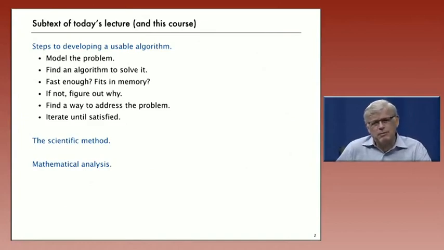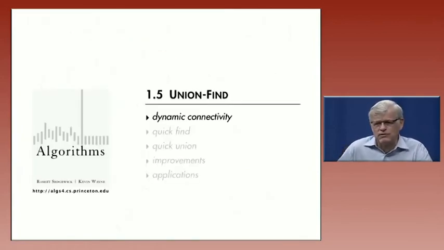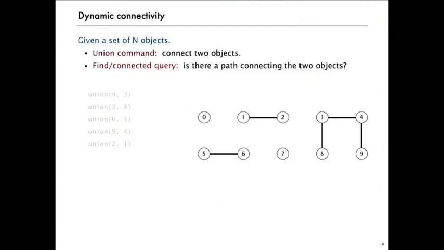But in many other cases, maybe it's not fast enough or there's not enough memory. So what we do is try to figure out why, find a way to address whatever is causing that problem, find a new algorithm, and iterate until we're satisfied. This is a scientific approach to designing and analyzing algorithms, where we build mathematical models to try to understand what's going on, and then we do experiments to validate those models and help us improve things. So first we'll talk about the dynamic connectivity problem, a model of the problem for union find.